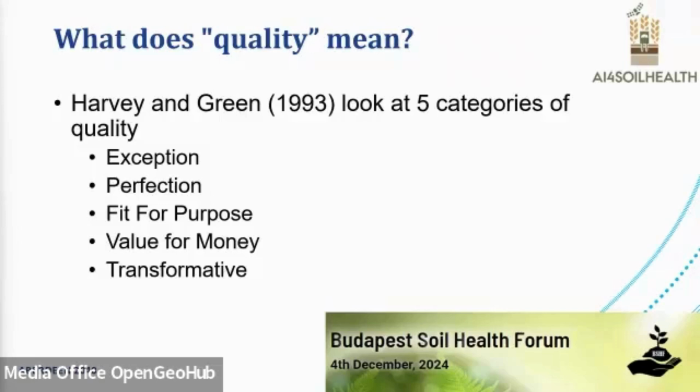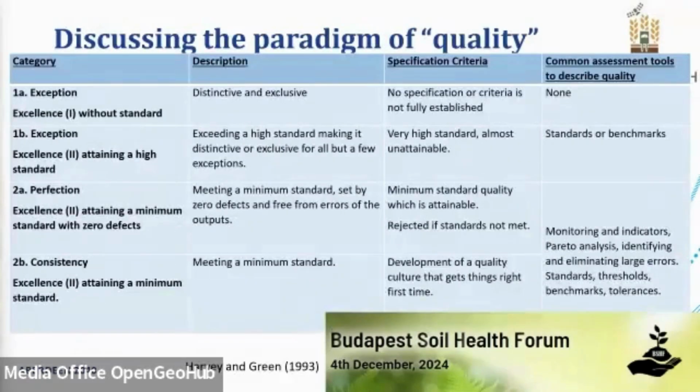There was work done in the early 1990s by Harvey and Green that looked at five categories of quality. And this is them here: exception, perfection, fit or fitness for purpose, value for money or value assessment, and transformative. In the next couple of slides, I'm going to unpack this a little bit more. So, discussing the paradigm of quality.